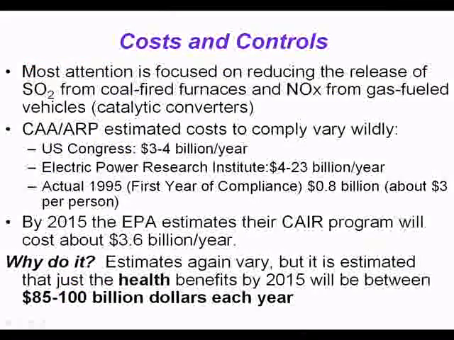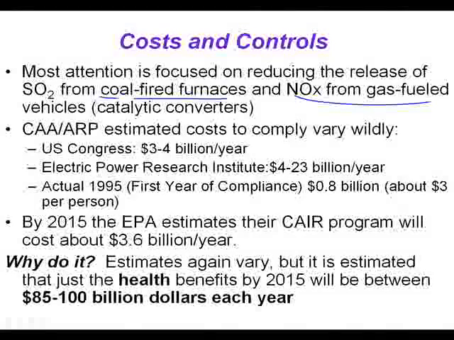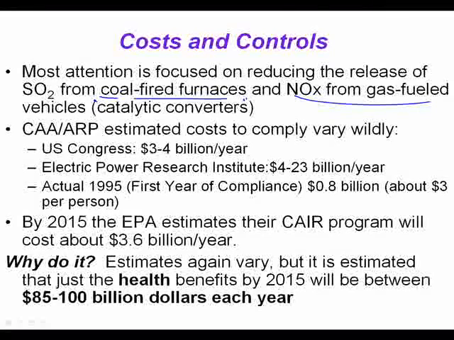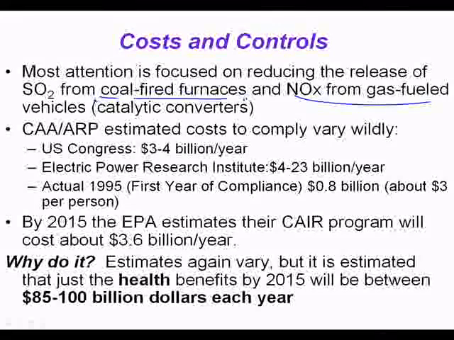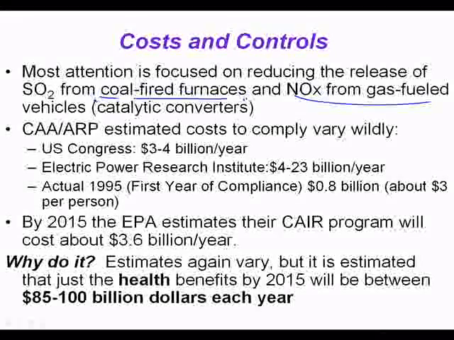All right, costs and controls. Most attention is focused on reducing the release of SO2 from coal-burning power plants, our point source, and NOx from gas-fueled vehicles. They are greatly reduced by catalytic converters, which are in every car. The Clean Air Act and the Acid Rain Program, ARP, estimate cost to comply very widely. Depends on who you talk to. Right? U.S. Congress said $4 billion a year, but the EPA, the electrical company, said $23 billion a year.